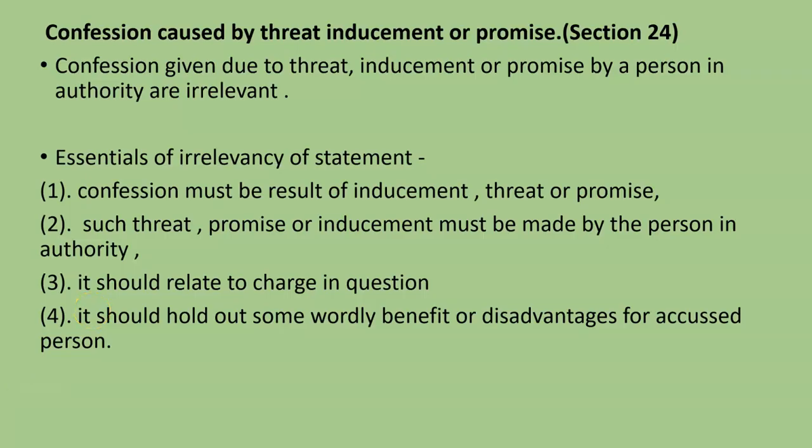Now let us discuss section 24. Section 24 deals with confession caused by threat, inducement or promise. Confession given due to threat, inducement or promise by a person in authority is irrelevant. When a person in authority gives some threat, inducement or promise, and any statement is given due to that, then that confession would be irrelevant.